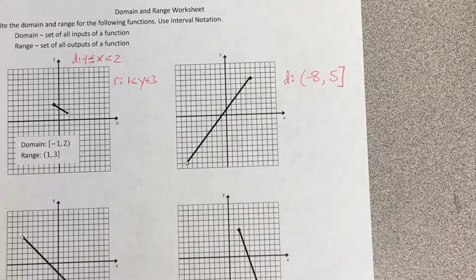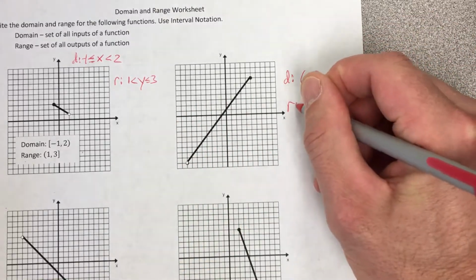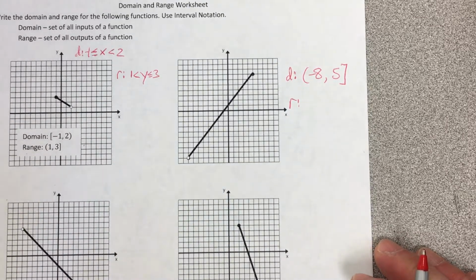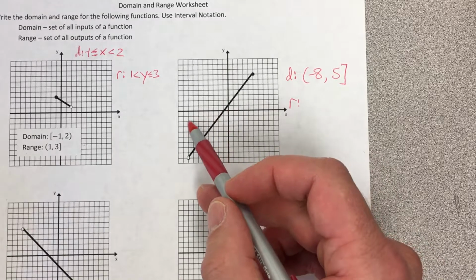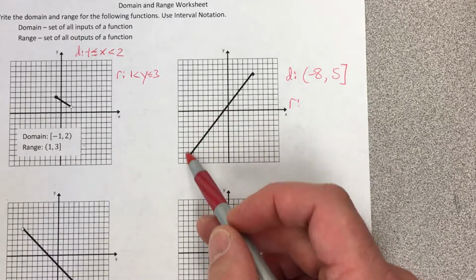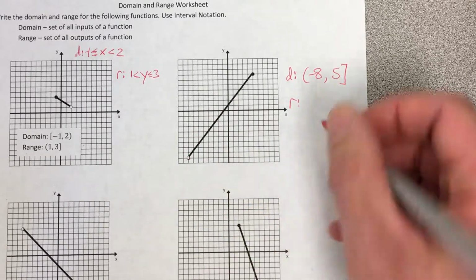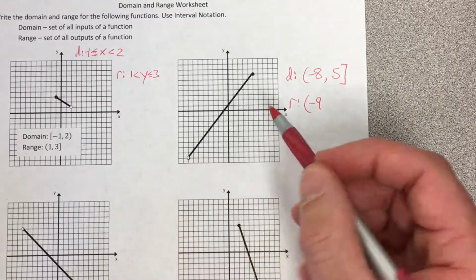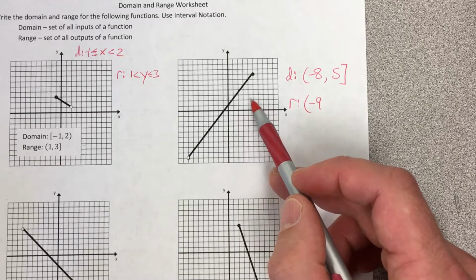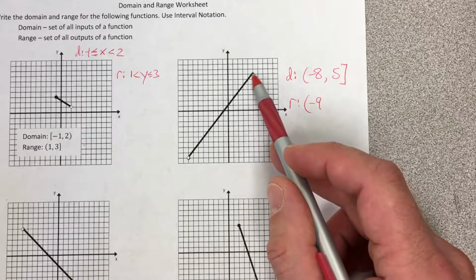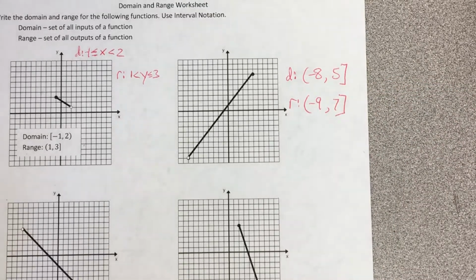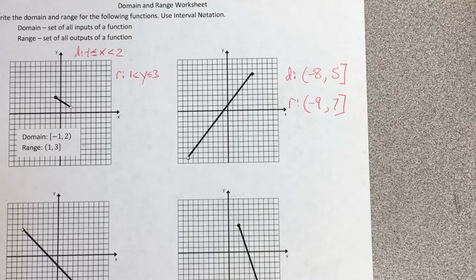Get all those x values. Our range is going to be up and down, our y values. Our smallest y value appears to be -9, with a parenthesis. My biggest y value, 1, 2, 3, 4, 5, 6, 7, with a bracket. And that tells us everything we need to know about the domain and the range.